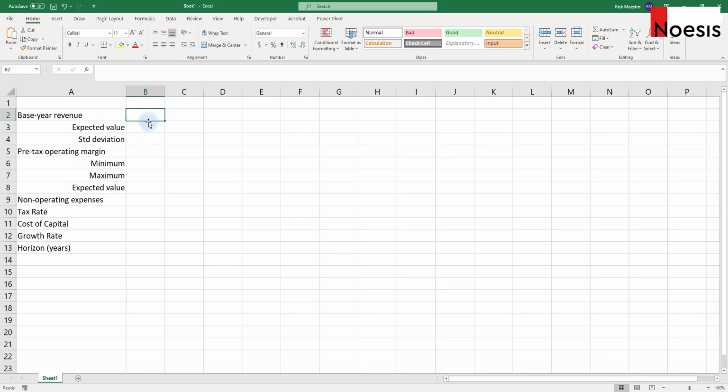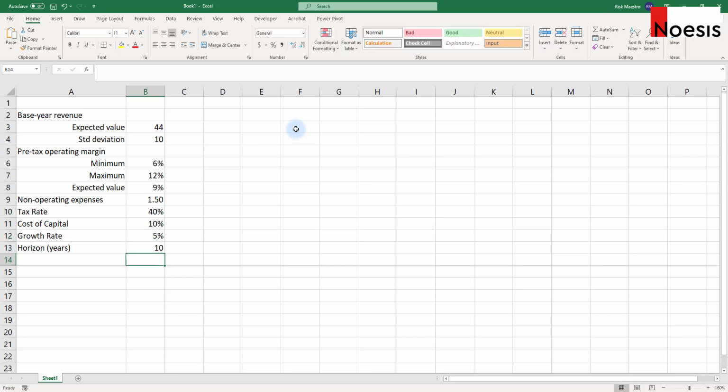So base revenue in millions for expected value is 44 million. And the standard deviation of revenue is 10 million. The pre-tax operating margin minimum is 6%, and the maximum is 12%. And the expected value is 9%. Non-operating expenses is assumed to be 1.5 million. Tax rate is 40%. Cost of capital is 10%. Growth rate is 5%. And the horizon is 10 years.